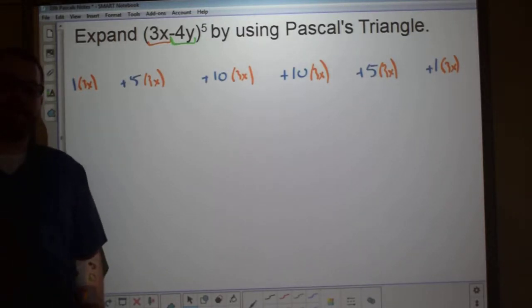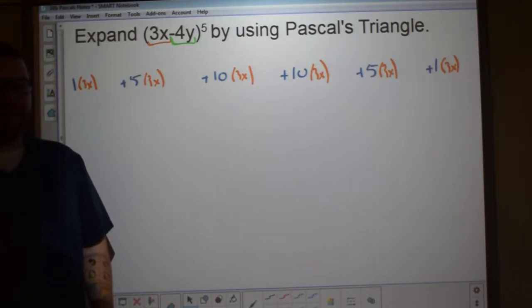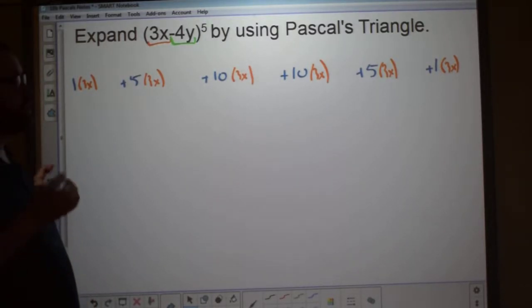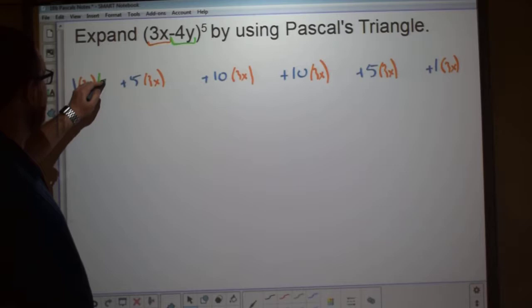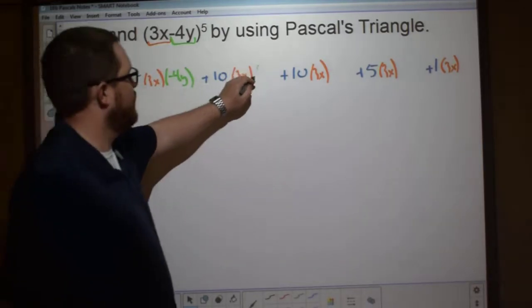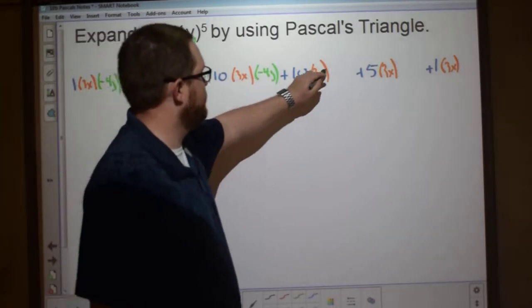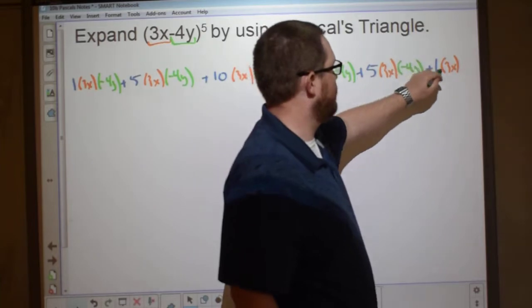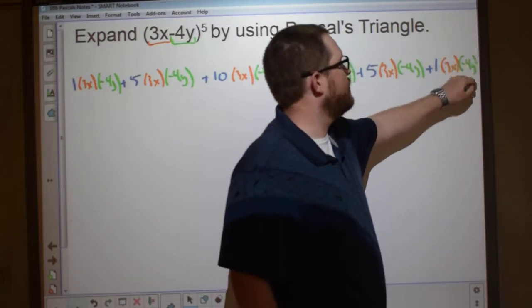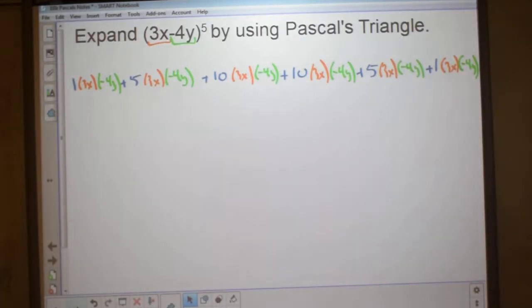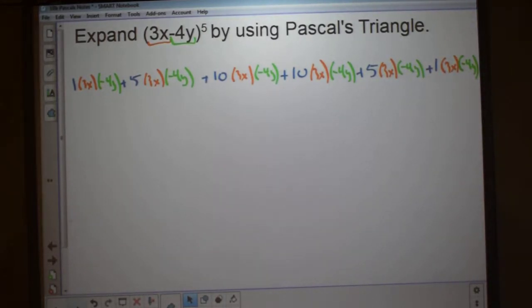Now, why does the negative matter? Because if I raise a negative to an even power, it's going to become positive. If I raise it to an odd power, it's going to stay negative. This seems like a lot, but it's still a lot faster than what would happen if I were to distribute this out. Raising something to the fifth power takes a lot of time.